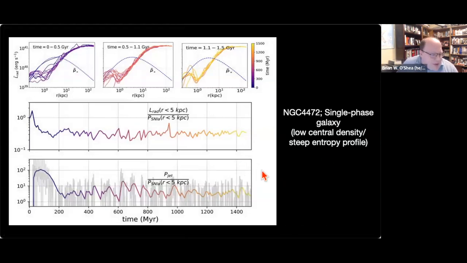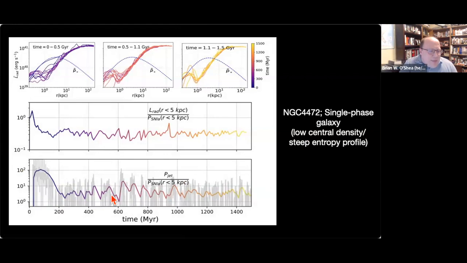Anyway, the bottom row here is essentially the AGN jet compared to the supernova power. The thing to take away from this is that you get a big burst of AGN energy in this shallow, low central density, steep entropy profile one. And then it just sort of percolates along doing very little.